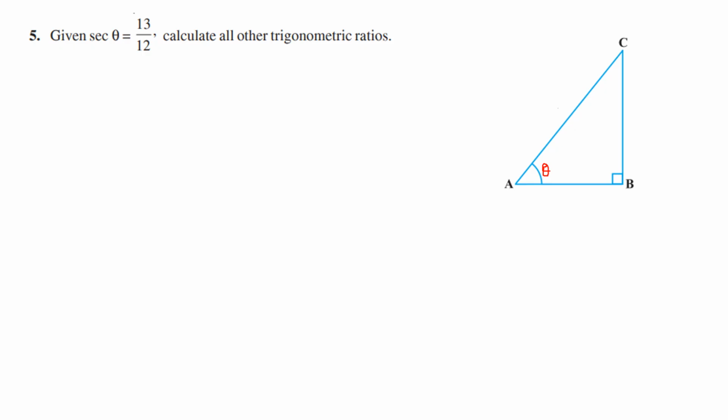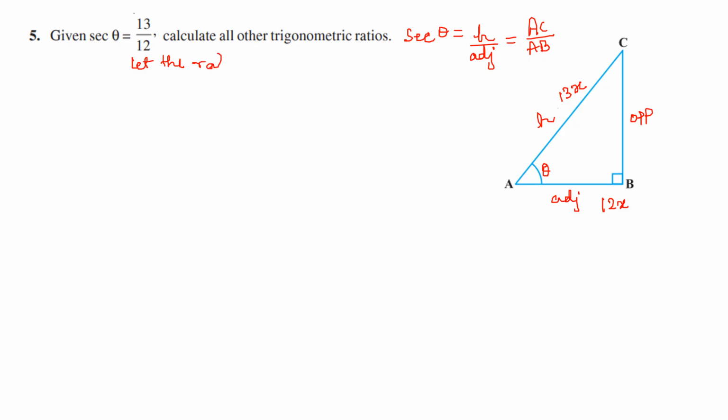And sec theta is the reciprocal of cos, right? So it will be hypotenuse by adjacent. And with respect to this angle theta, your opposite is BC, adjacent is AB, and hypotenuse is AC. So it is AC by AB that is given. Okay, so if I let the ratio be x, then my hypotenuse will be 13x and adjacent will be 12x. Okay, why x? Because I have assumed let the ratio be x.